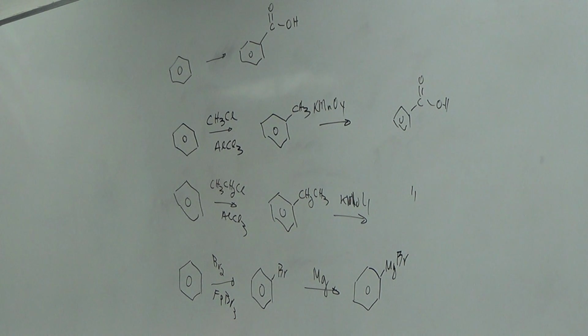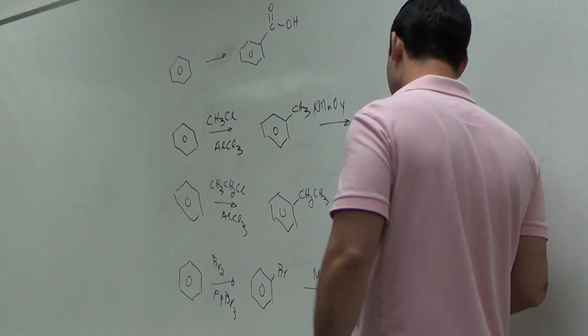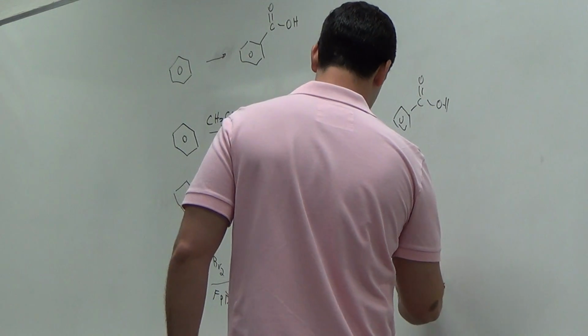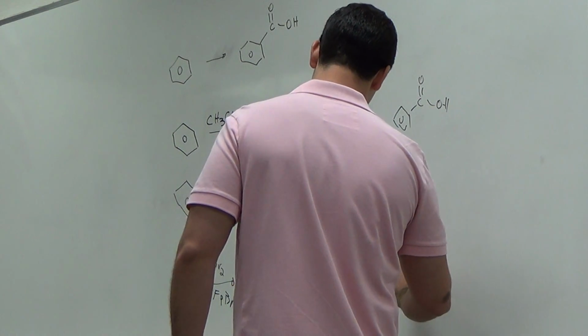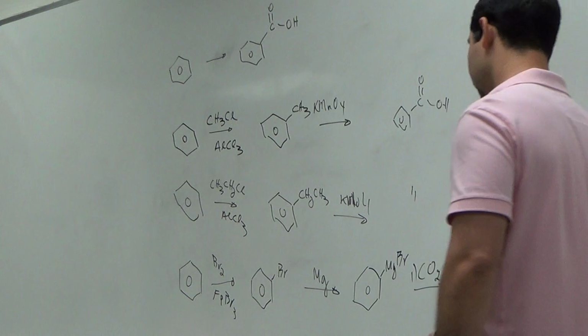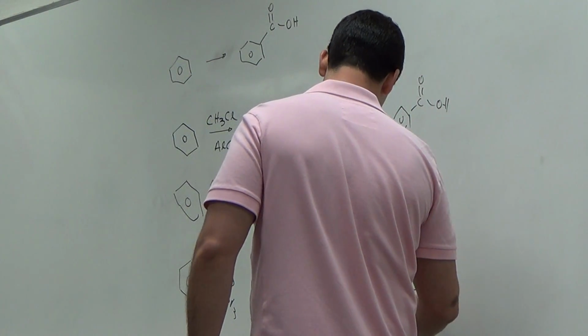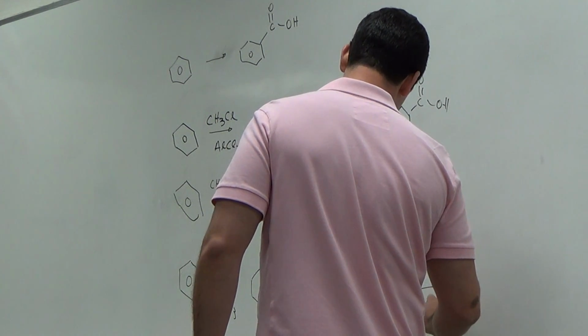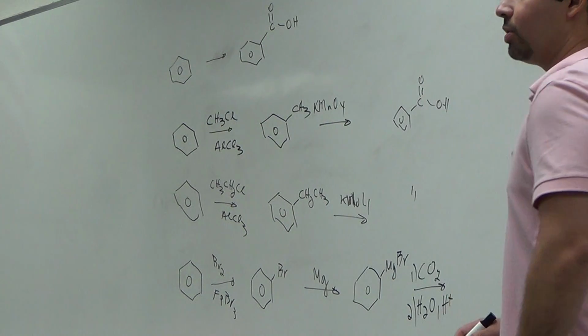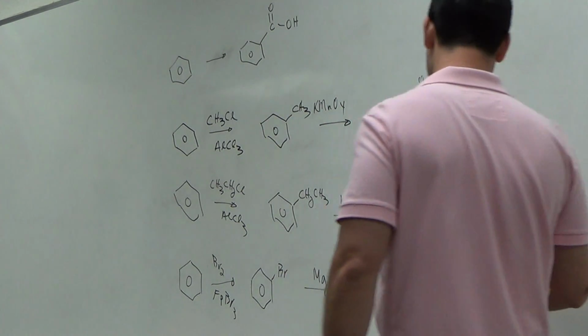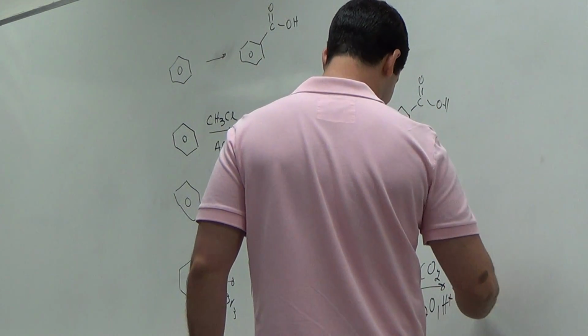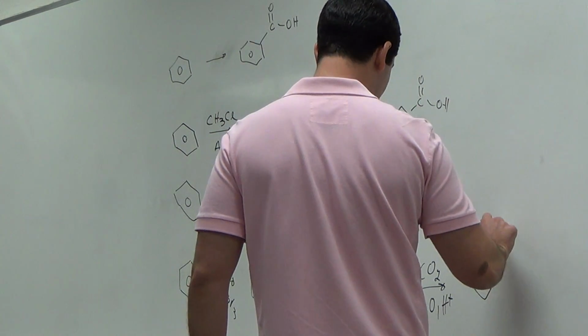Okay? MgBr, that's a Grignard, it works this way. And then what do I add to this? CO2, right? CO2 and H2O and H plus, yes? And this is going to give you a carboxylic acid.